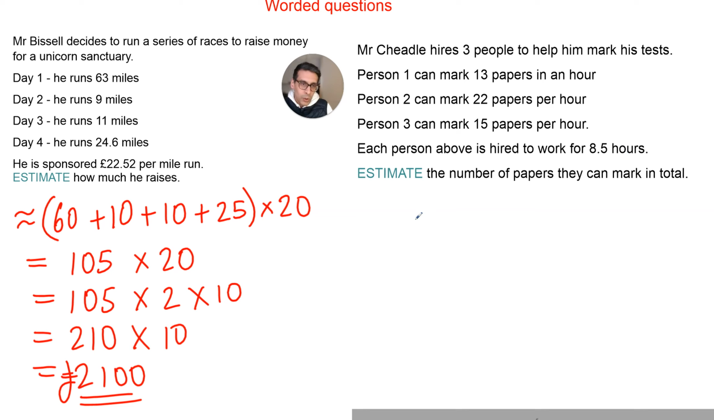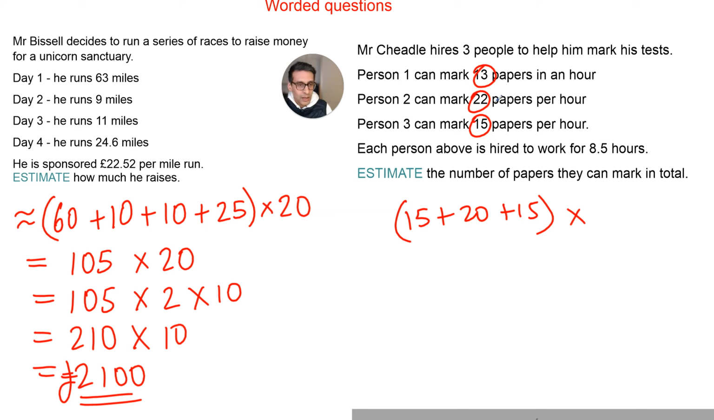Okay, so what we want to do first is round these numbers here. So I can see 15 is nice as a general number. 22, we might make that into 20. Now for 13, we could make it 10 or we could make it 15. Now because we already have a 15 here, it might make sense to round this paper 1 up. Person 1, so 15 plus 20 plus 15. So this is how many papers we're estimating is marked in 1 hour.